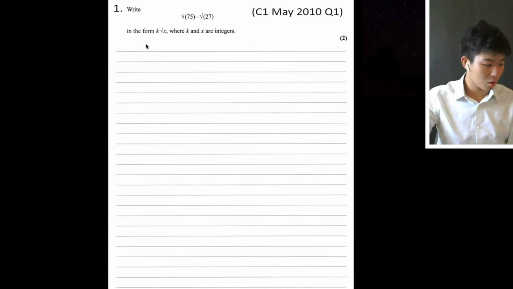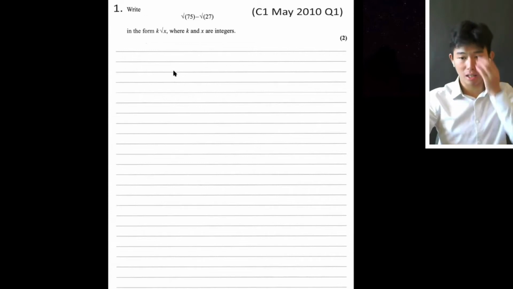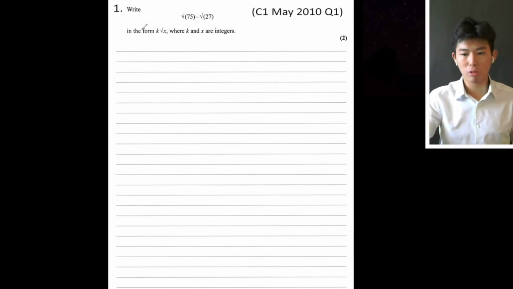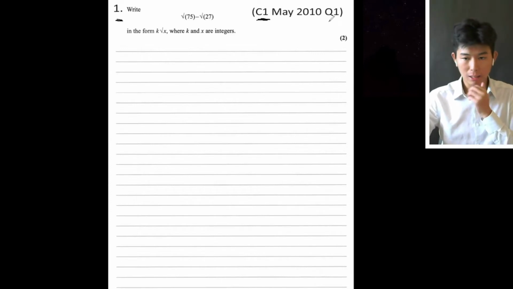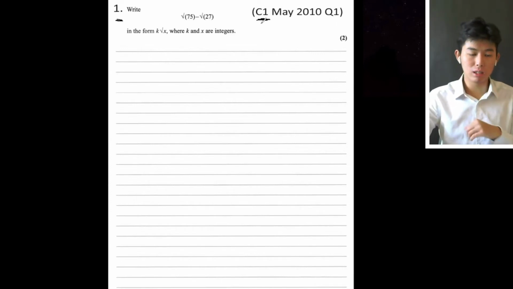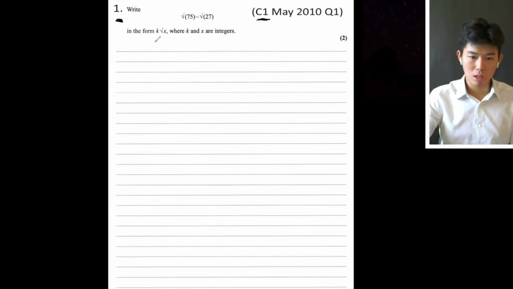Okay, I've selected quite a few of the past paper questions, and I will start from the very easiest to slightly harder. Okay, so I will start off with question 1, and this one is actually from the C1 past paper, May 2010, question 1. C1 is basically the older syllabus. So root 75 minus root 27, how can we do that?